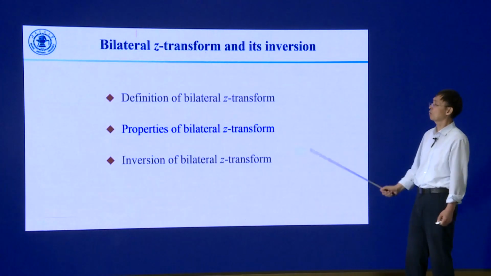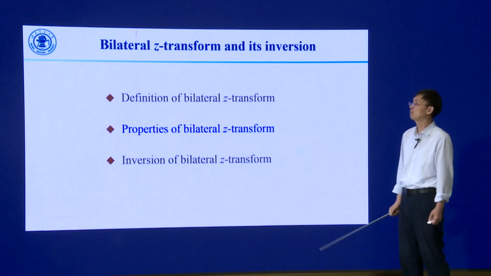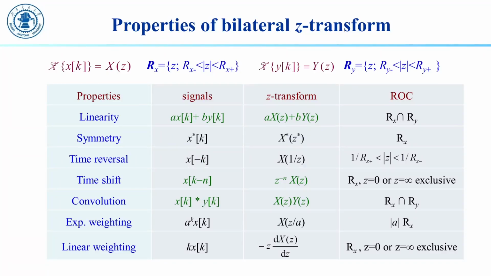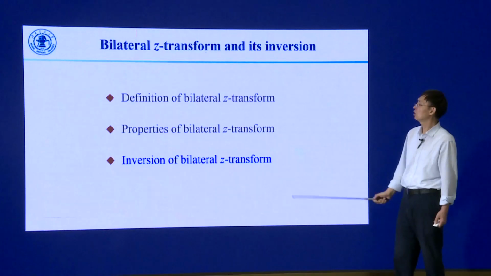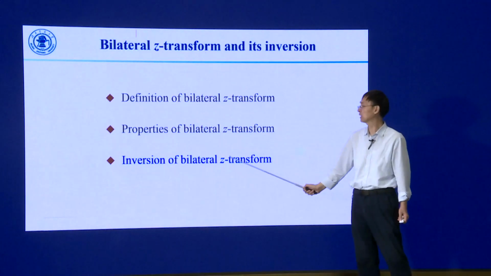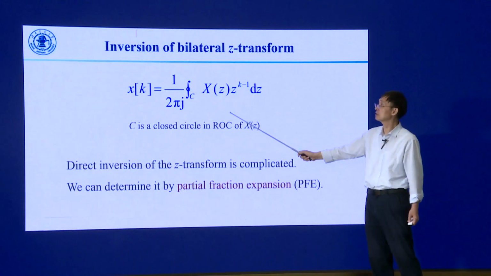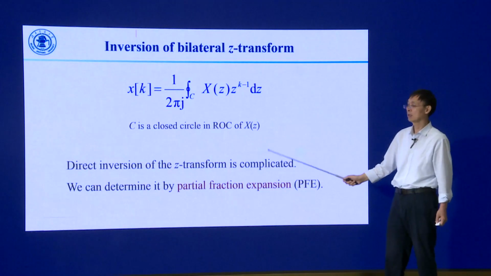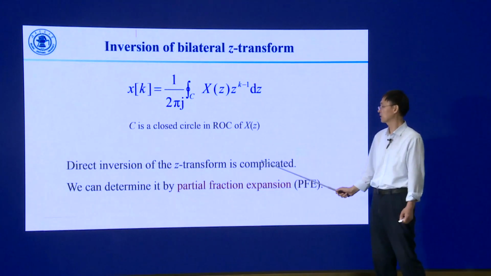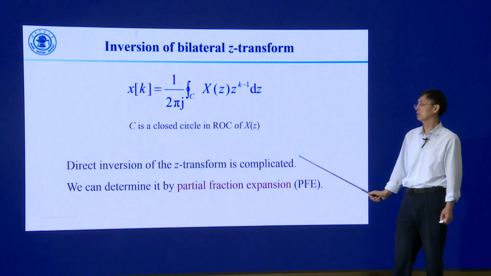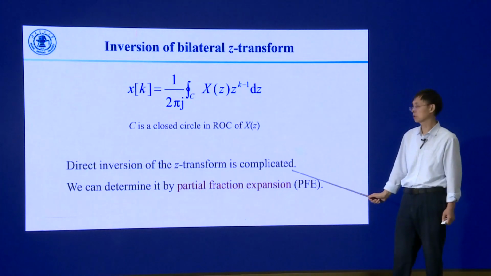Now we'll discuss the properties of bilateral Z transform. These properties are similar to those of unilateral Z transform. The properties are listed here. Now we'll discuss the inversion of bilateral Z transform. This is the definition for inverse bilateral Z transform. Direct inversion of the transform is complicated. We can determine it by partial fraction expansion.